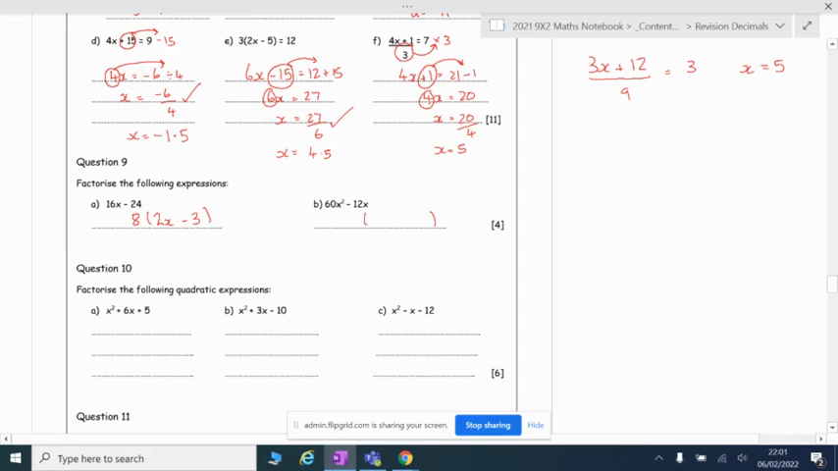Here, the biggest number that goes into the 60 and 12 is actually 12. 12 goes into 60 five times. But there's an extra bit here. Because there's x squared there and an x there, we can take the x out as well. 12x times 5x makes 60x squared, and 12x times 1 makes 12x. And that's the end of that.